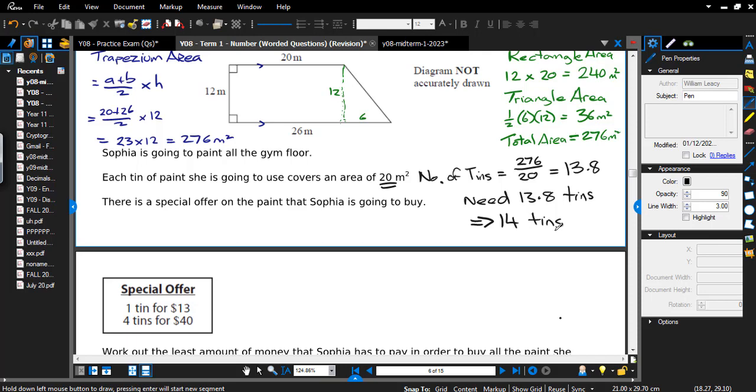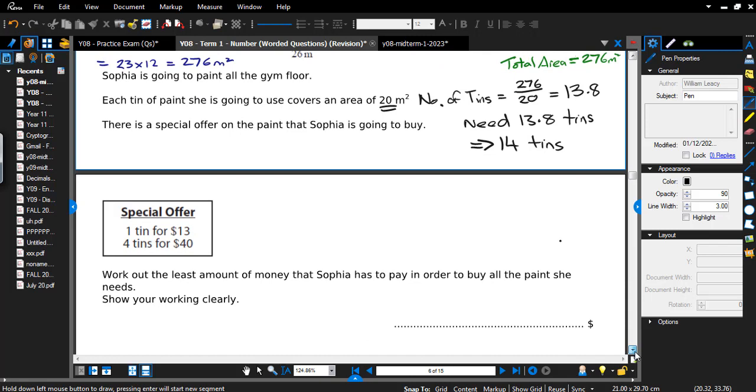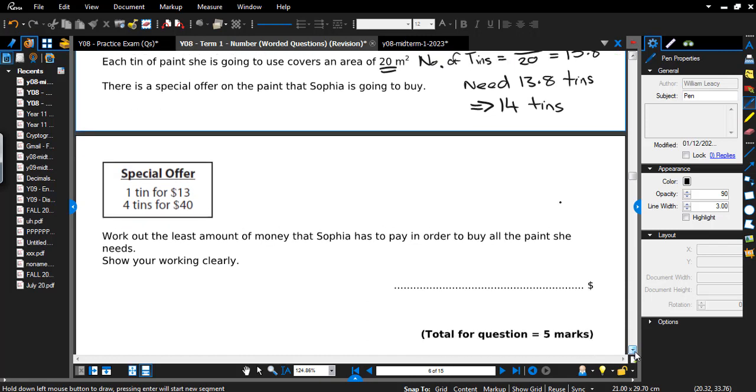Now, we have to work out on the next page the least amount of money that Sophia... Wow, I just thought my computer wasn't recording for a second. I was like, oh my god, it is.